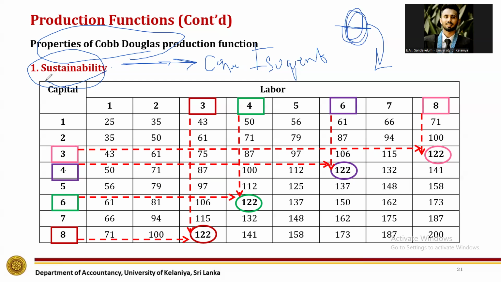Cobb-Douglas explains that it tries to make the same level of output by swapping your inputs.